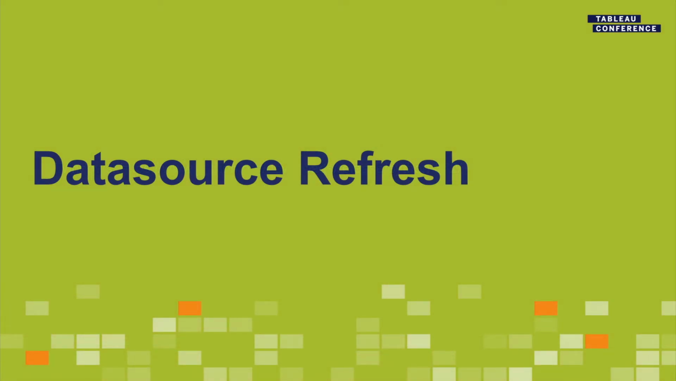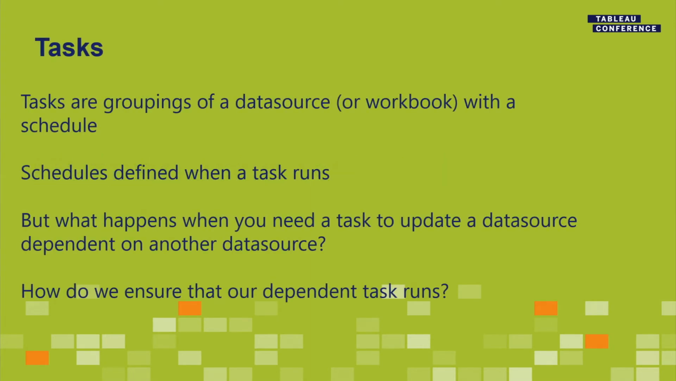So the next scenario we're going to talk about is data source refresh. Before I get into that, I want to talk about tasks. Tasks are a grouping of a data source or a workbook with a schedule. The schedules define when the task runs. So you can imagine a scenario where you've got two separate data sources that depend on one another, or perhaps you've got a data source that depends on an ETL running. So what happens when you've got that dependency, and how do we ensure that our dependent task runs?